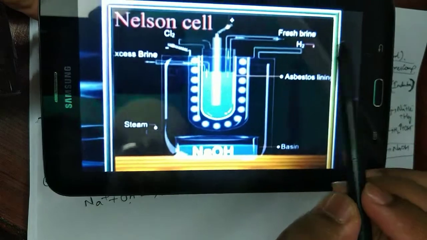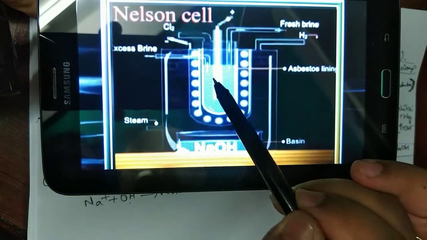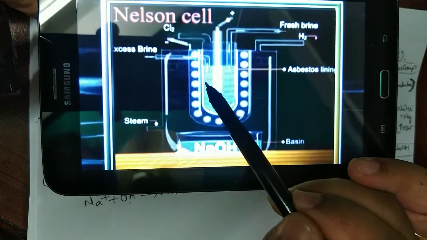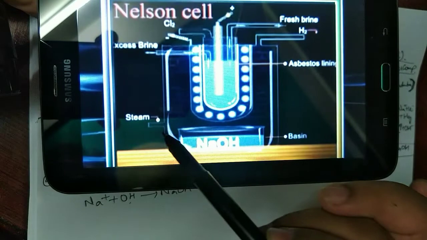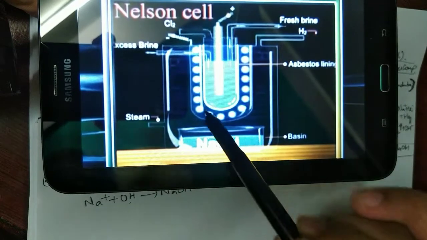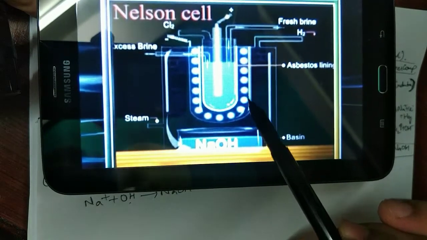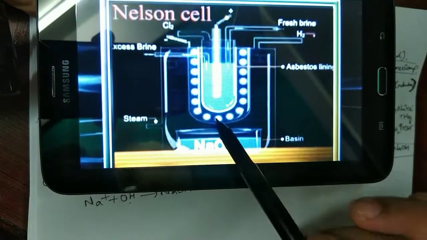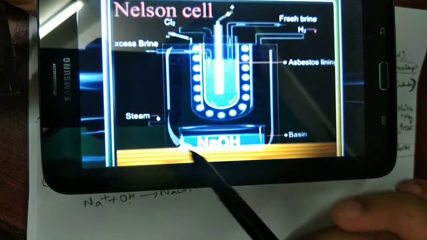One last time: brine coming in, due to electricity, breaking of bonds into Na plus and Cl minus. So Na plus comes out through the perforations, and steam is providing the water. Water takes the 2 electrons from the perforated cathode, and then hydrogen gas is liberated, and OH minus and Na plus will form our base, that is NaOH, at the bottom.